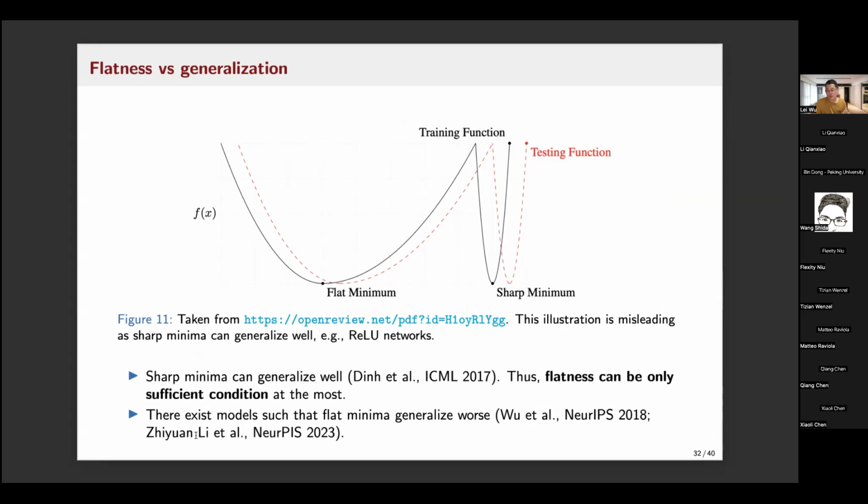And in Zhiyuan's paper, they still consider two-layer neural networks, but they make some assumptions about the input data distribution. In that data distribution, the flat minima generalize very badly. So it's impossible to develop a general theory saying that for very general models and very general distributions, flat minima generalize well. This is impossible. If there is this kind of theory, it must be a fake theory.